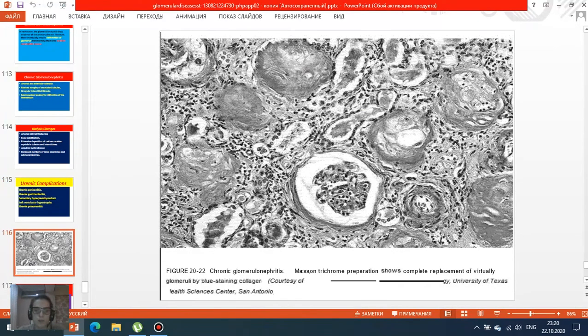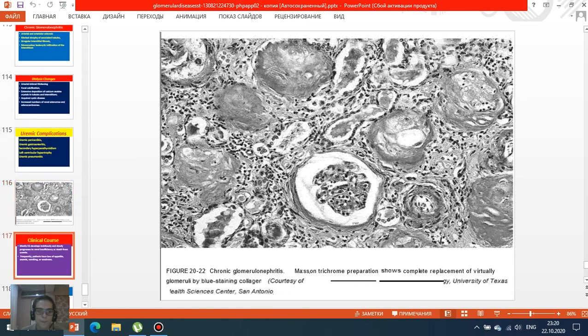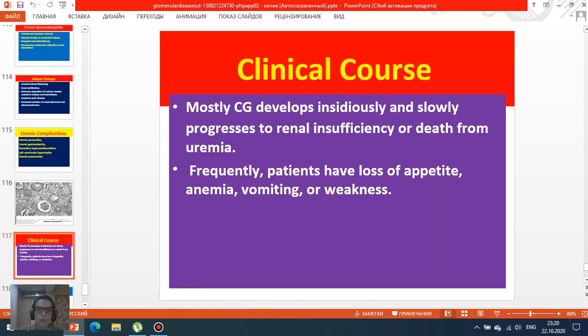Chronic glomerulonephritis shows complete replacement of virtually all glomeruli by blue staining color. You can see glomeruli after crescentic glomerulonephritis. Mostly, chronic glomerulonephritis develops insidiously and slowly progresses to renal insufficiency or death from uremia.